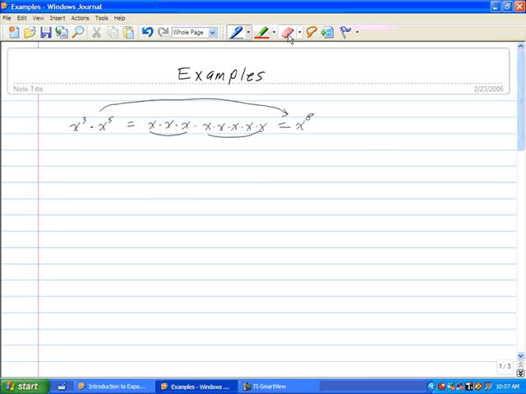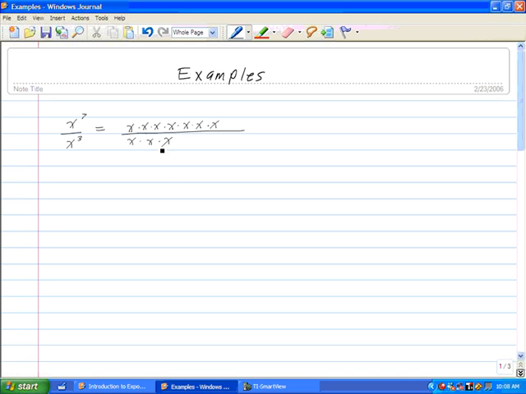So let's go back to some examples here and see what we can do with that. If I had x to the 7th over x to the 3rd, again, using nothing much more than the definition, x to the 7th is 1, 2, 3, 4, 5, 6, and 7 x's being multiplied. X to the 3rd is 1, 2, 3 x's being multiplied.